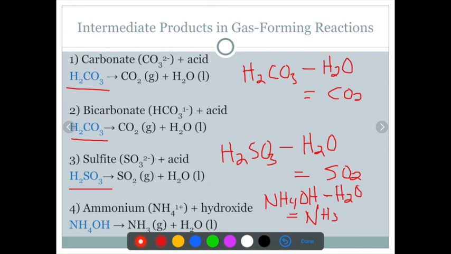If you can't remember what gas is produced, just at least remember these 3 intermediate products, because remember the first 2 up here are the same. So H2CO3, H2SO3, and NH4OH. So make sure to memorize those intermediate products and then know that they're going to produce water and a gas.